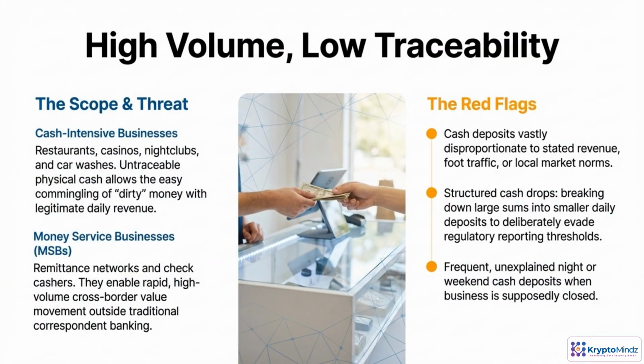High volume, low traceability environments are classic money laundering gateways. Cash-intensive businesses like restaurants, casinos, and nightclubs can quietly mix illicit funds with daily takings. Money service businesses move cash quickly across borders, often with less traditional banking oversight. Focus on the mismatch between the business story and the numbers. Cash levels that don't fit the stated model, daily deposits structured just under thresholds, or heavy night and weekend activity when the business should be idle.